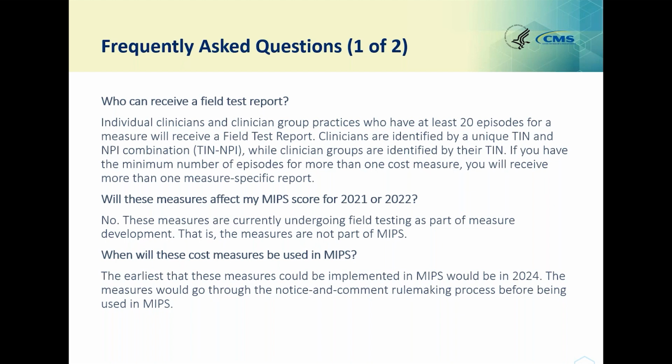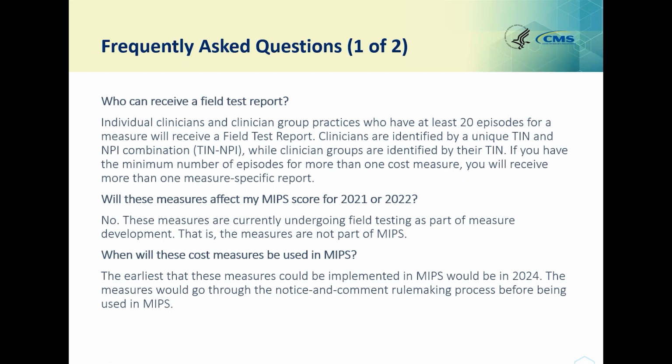The first question is, who can receive a field test report? We calculate the measures using 2019 administrative claims data, so all individual clinicians and clinician groups who have at least 20 episodes for one or more of the measures will receive a field test report that you can access and download from the QPP portal. There's a report for each measure, so if you meet the volume threshold of 20 episodes for more than one measure, you'll receive more than one measure-specific report. The next question is, will these measures affect my MIPS score for 2021 or 2022?